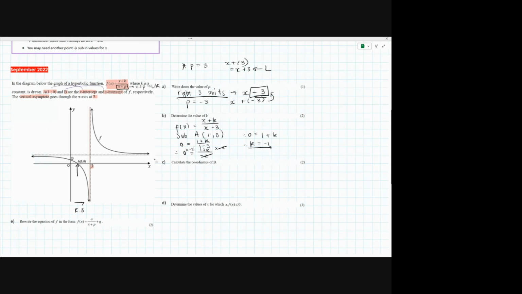Right, question C then says, calculate the coordinates of B. Now, who can tell me what is special about B? What is B to this hyperbola? Oh, its y-intercept. Lovely. Okay. So this is your y-intercept. Which value is 0 at your y-intercept? X is 0. Yes. Good. Okay, so x is 0 at your y-intercept.